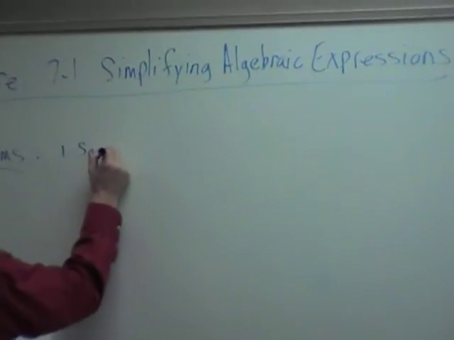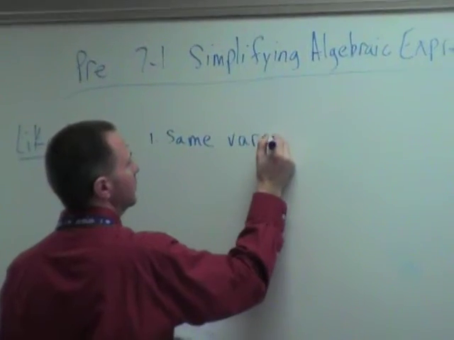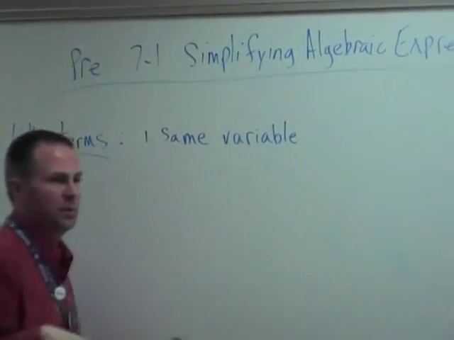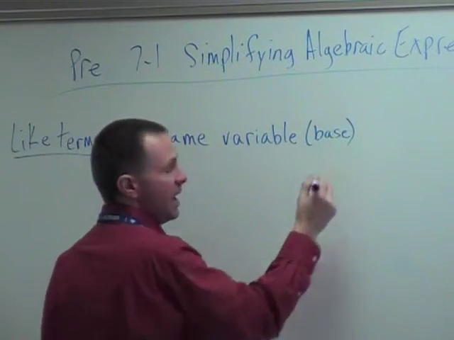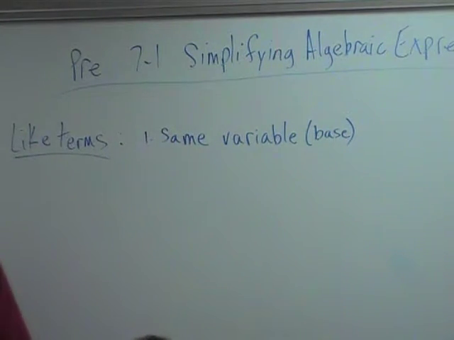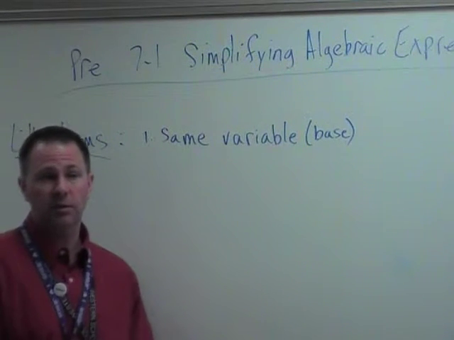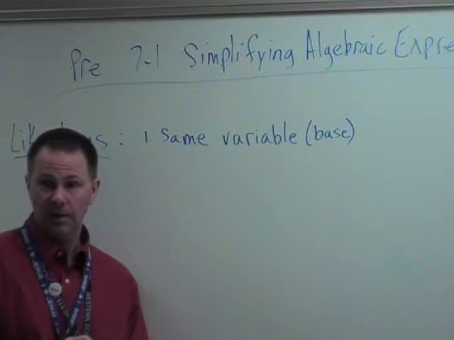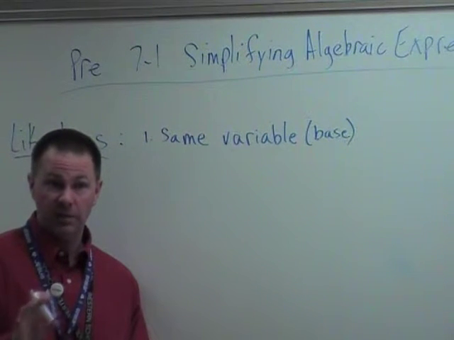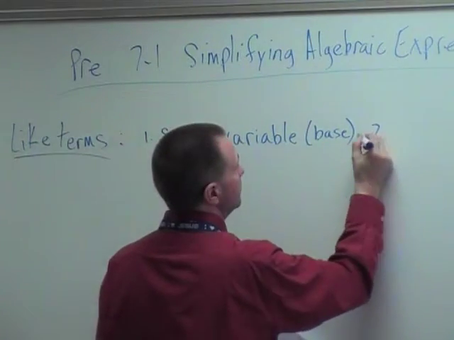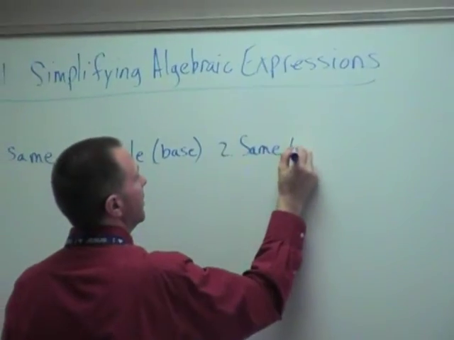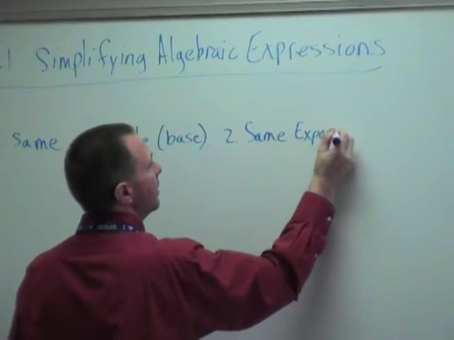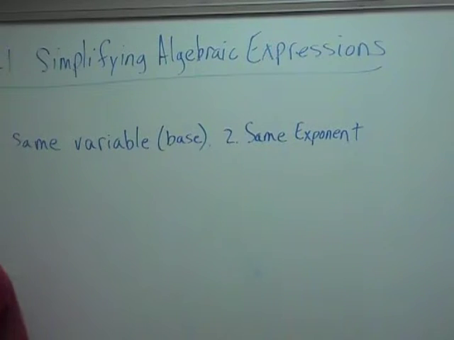One, the same variable. In our case, we're dealing with variables. Really, what it's talking about is base. Okay, it doesn't have to be a letter. It can be anything. It can be a number as a base. But really, what we're looking at as far as this class is concerned is the same letter. You need to remember that it doesn't have to be a letter. All right, and then number two, same exponent. If it doesn't have the same exponent, it doesn't matter if it's the same letter.